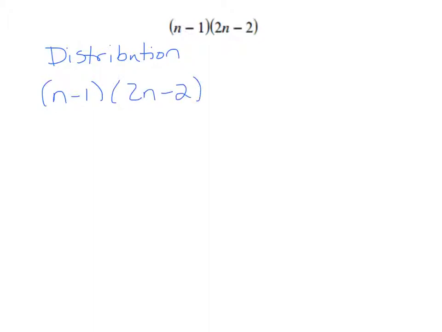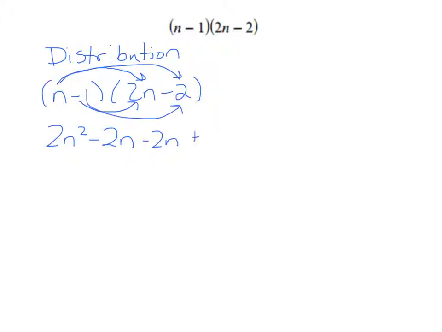If you come from a country where they do trick-or-treating, every kid visits every house. So n is going to go visit 2n. N times 2n is 2n squared. And then n has to go see negative 2. N times negative 2 is negative 2n. Okay, now n's done. Negative 1 times 2n is negative 2n. And negative 1 times negative 2 is positive 2. Then the last thing you do is you combine your like terms. We have negative 2n and another negative 2n. So that's 2n squared minus 4n plus 2.